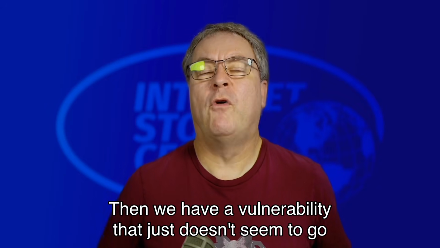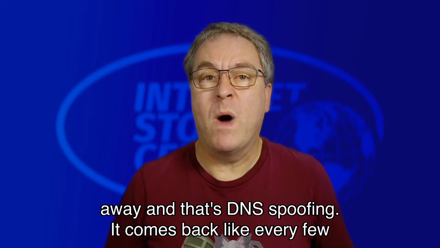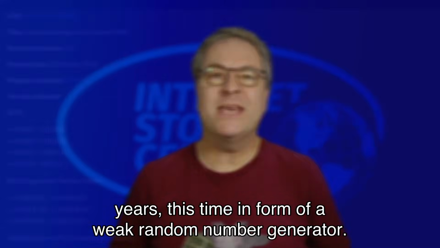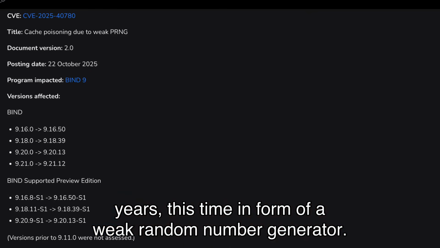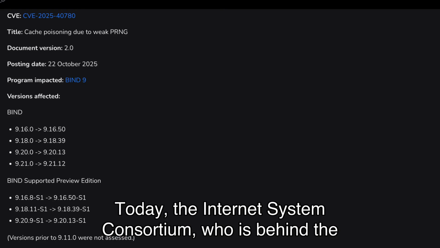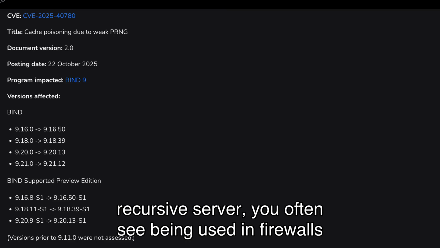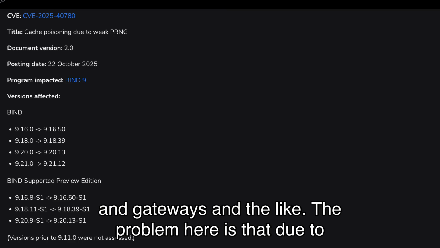Then we have a vulnerability that just doesn't seem to go away, and that's DNS spoofing. It comes back every few years, this time in the form of a weak random number generator. Today, the Internet Systems Consortium, who is behind the nameserver Bind, as well as the Unbound project, that's a recursive server you often see being used in firewalls and gateways and the like.